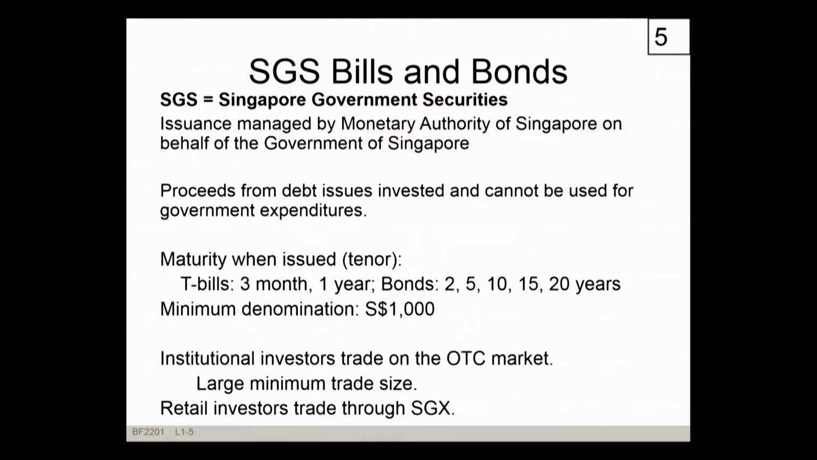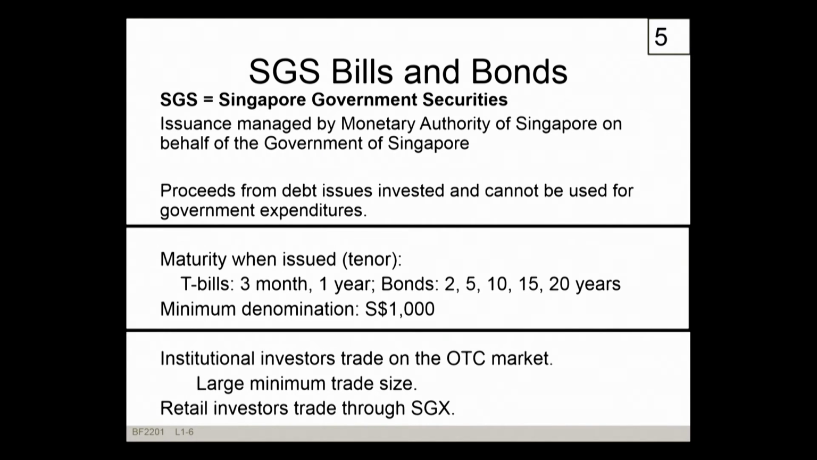In terms of the maturity of these issues, they will issue 3- and 1-year issues as far as Treasury bills. And in terms of Treasury bonds, they issue 2, 5, 10, up to 20-year Treasury bonds. And I want to point out that those Treasury bonds are going to be paying coupon payments. In fact, we'll be talking about coupon bonds and their risk profile later on in the course in quite some detail.